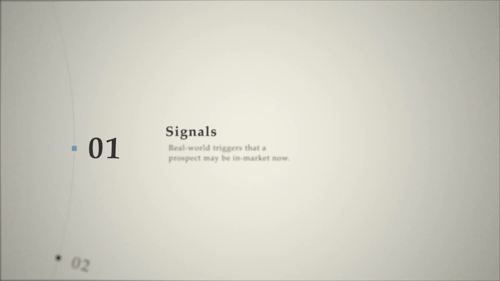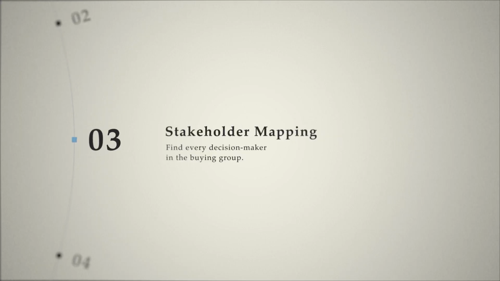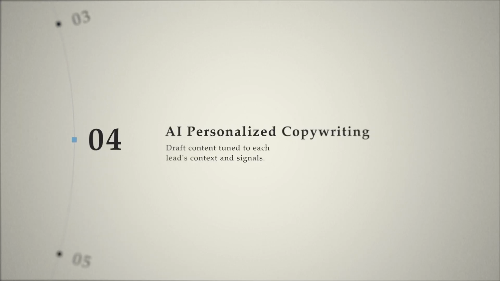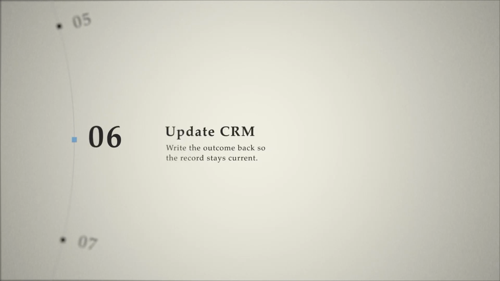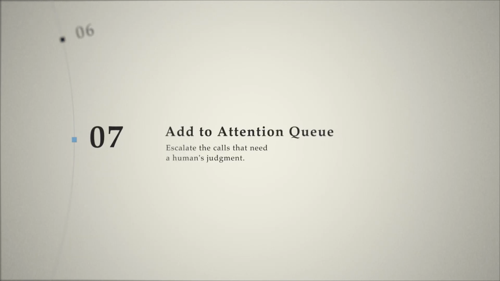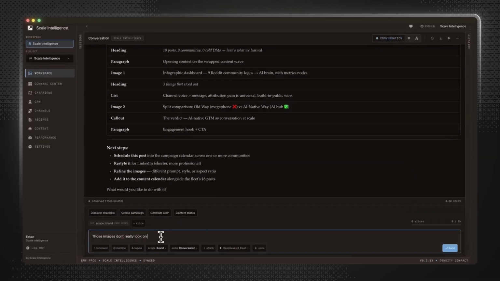So this is some sort of automated outreach. How do we take signals, qualify them, do some sort of stakeholder mapping, do AI personalized copywriting, do multi-channel outreach, and then update the CRM to be added to the attention queue? That is a system that works very well, especially if there are signals where it's scraping social media. This is another example of a harness doing this kind of system.